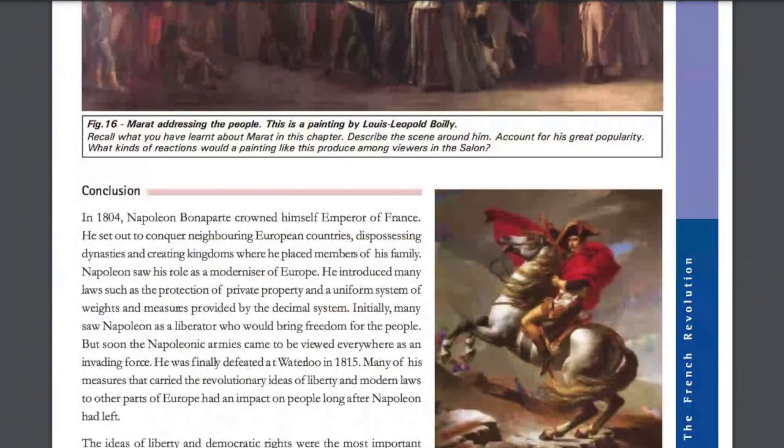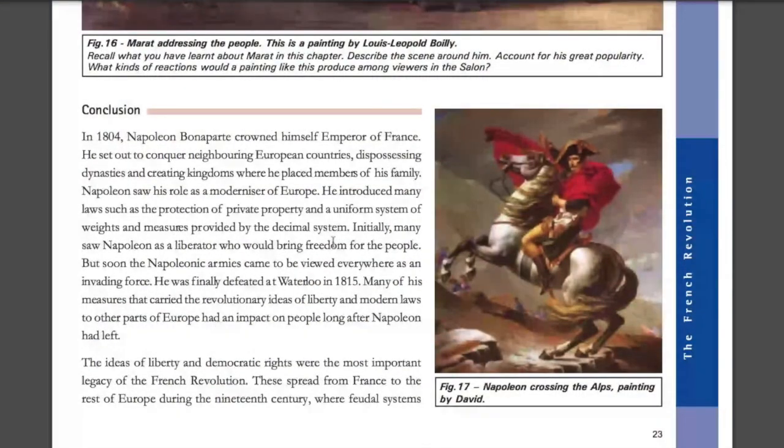So yeah, this is not very important. Again, the conclusion. Here we read about Bonaparte. Okay, Napoleon Bonaparte, which is again not very big, but yeah.